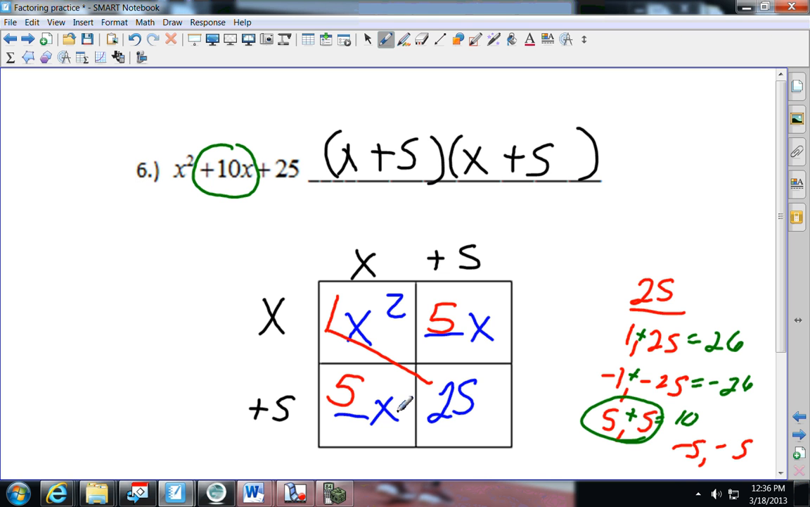What's another way of writing that? Yeah, you can write x plus 5 and make it squared. That means the exact same thing.